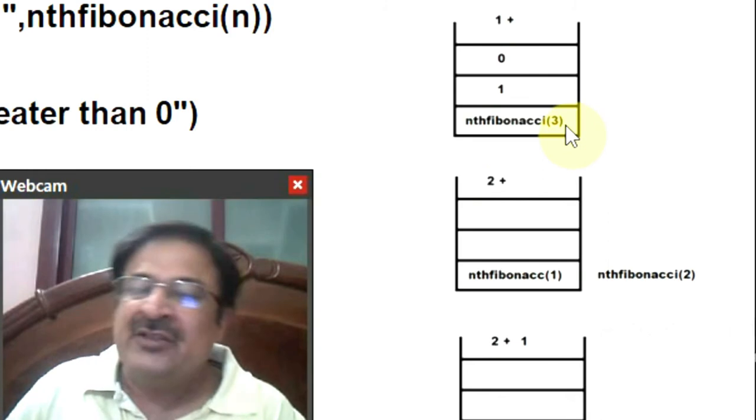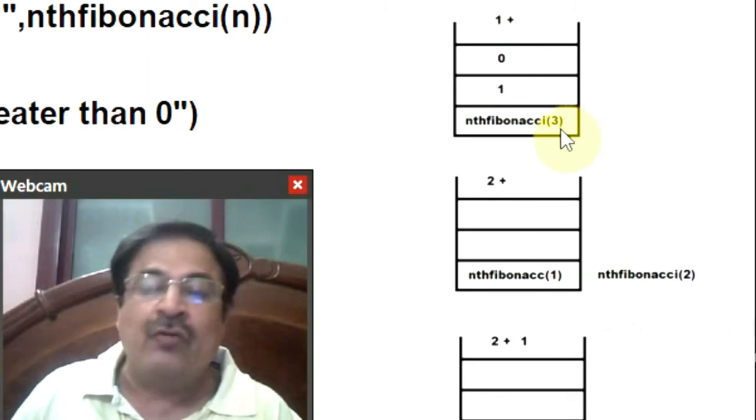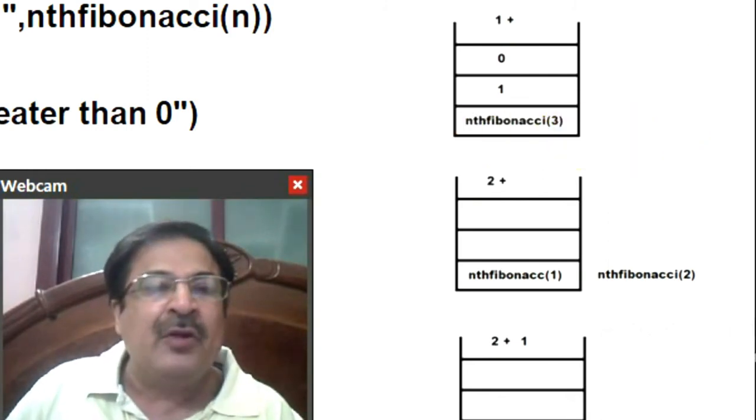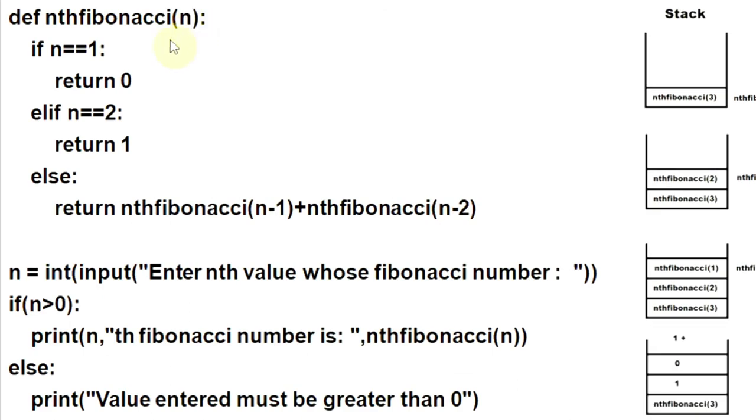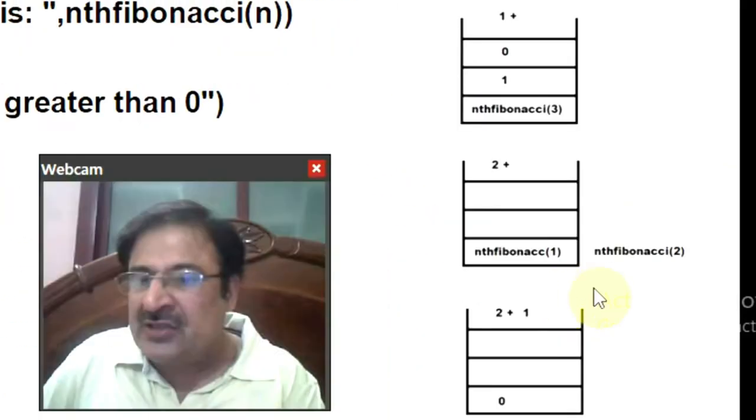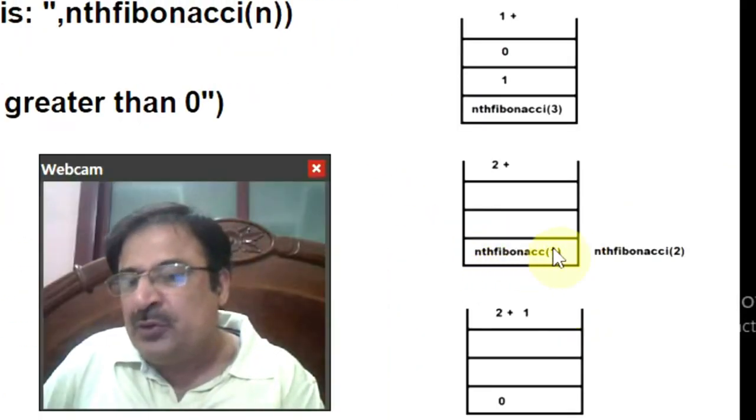Now this nth Fibonacci 3 is left. So it will be invoked. So when nth Fibonacci 3 will be called, it will get the value 3. Is 3 equal to 1? No. Is 3 equal to 2? No. Nth Fibonacci 3 minus 1, that is nth Fibonacci 2 will be called, and this nth Fibonacci 3 minus 2, that is 1, will be pushed to the stack. So nth Fibonacci 1 will be pushed to the stack and nth Fibonacci 2 will be invoked.